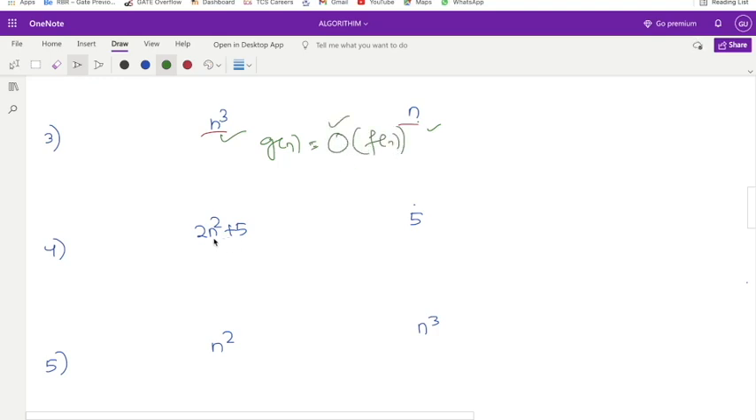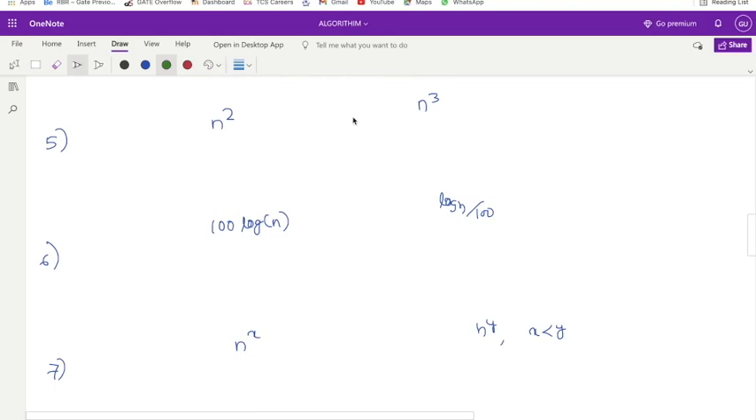Let's come to the fourth question. This is just 5 and this is 2n square plus 5. This will always be greater than 5, because 5 is the constant term for any value of n. This will always be 5, but the other value will be changing, so this one will be greater than 5. So here f of n equals big O of g of n, because g is greater. The fifth question is n square and n cube.